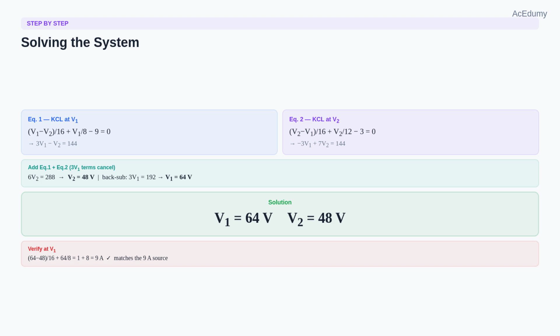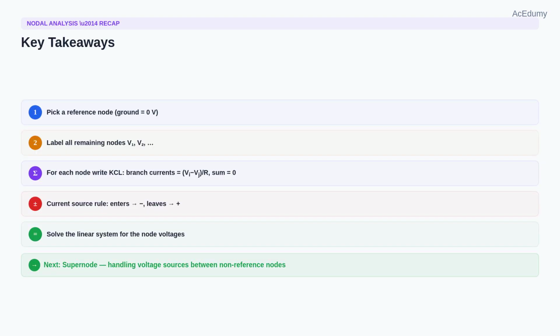At node 2, (48 minus 64) over 16, which is minus 1 ampere, meaning 1 ampere entering from the 16 ohm branch, plus 48 over 12, which is 4 amperes. Total entering, 1 plus 4 equals 5, and we subtract the 3 ampere source entering, giving 0. Both equations check out. Let's summarize the nodal analysis method.